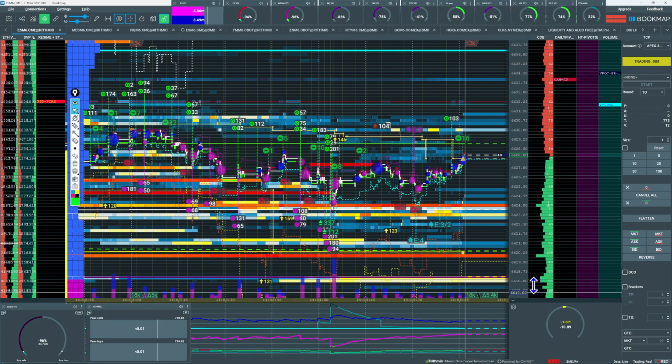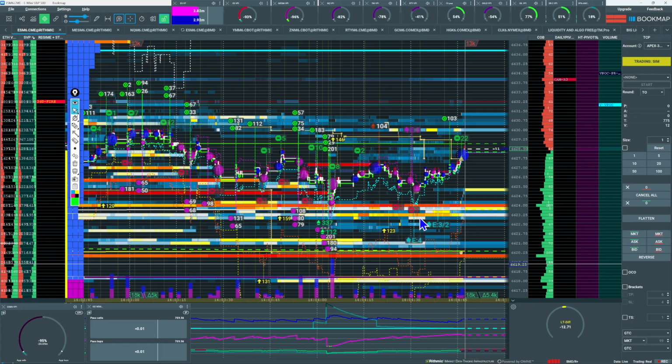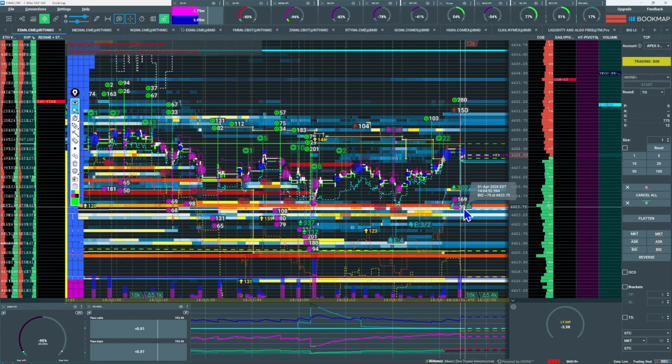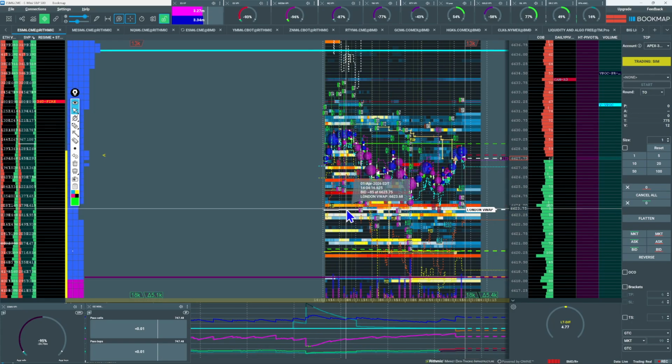All right, so I'm out. All right, so that was the trade right there. 775 on the day. ES buyer sweeping book. Got a nice little breakdown here.